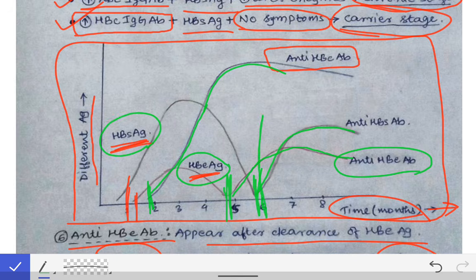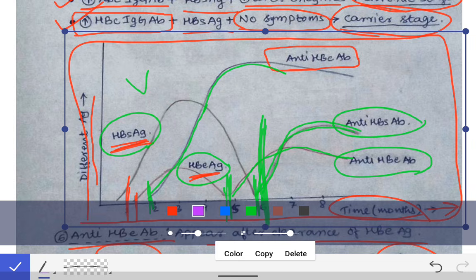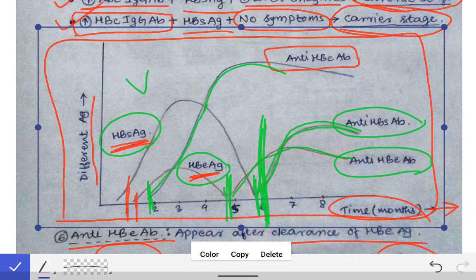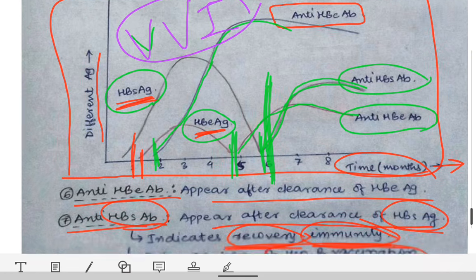So once the HBe antigen falls, then anti-HBe antibody rises, and once the HBs antigen falls here, then this anti-HBs antibody rises. So this is a very important graph. This graph must be made whenever the diagnosis of hepatitis B infection is asked in university exams for fetching good marks.